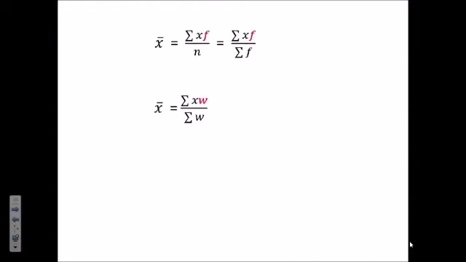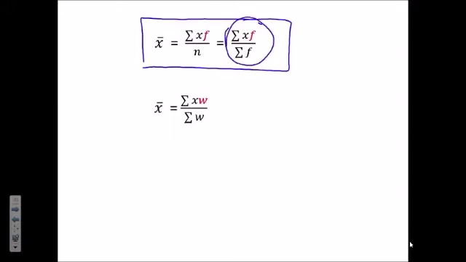We already saw how to calculate the mean from a frequency distribution. The frequencies can be thought of as weights, and these were the formulas we used. If we take this formula and substitute W for F, we now have the formula for a weighted mean of a distribution: the sum of the XW's, X times the weight, over the sum of the weights.